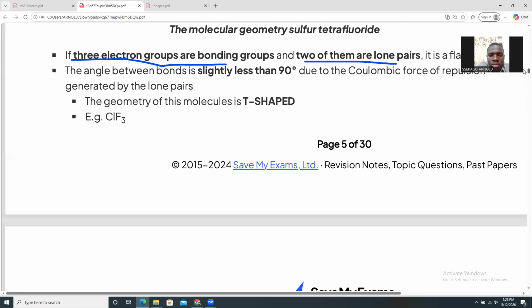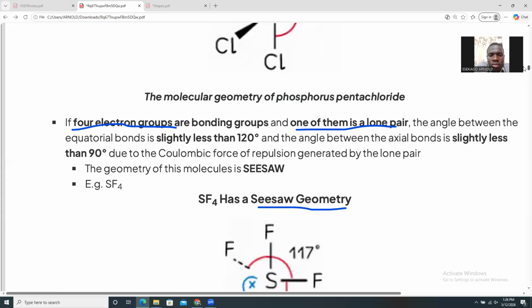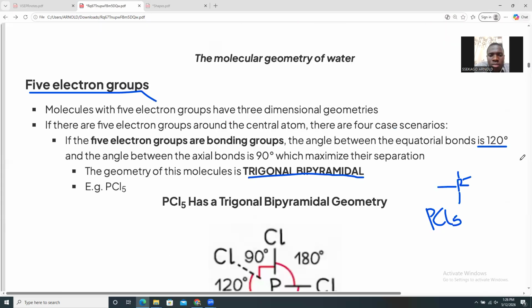Let me recap this again so that you understand this better. For 5 electronic groups, the geometry is trigonal bipyramidal. As I have highlighted, for 4 electronic groups, the geometry in general is tetrahedral, but within that tetrahedral geometry, you have tetrahedral shape, trigonal pyramidal shape, and bent shape.